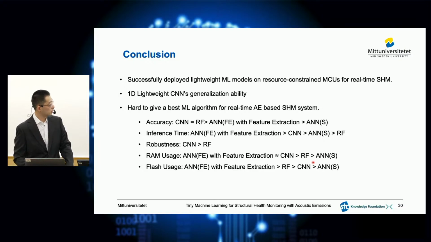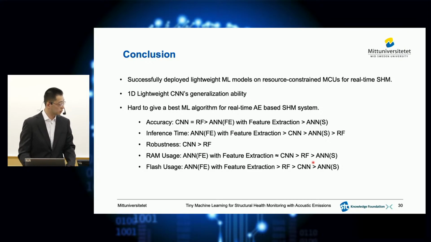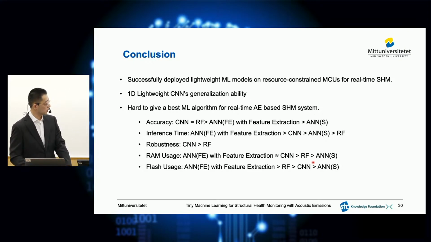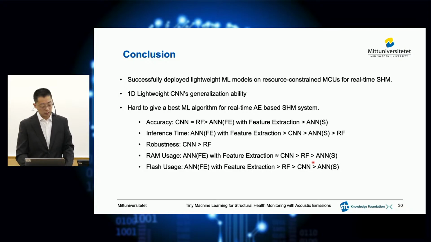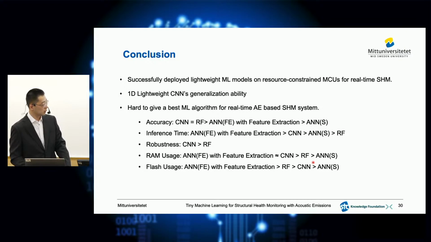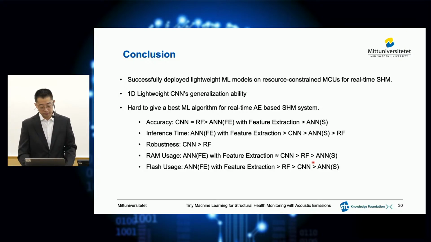But for inference time, the random forest and the ANN we self-proposed are the best, you could say. But for robustness, the CNN is much better than the random forest. And also in terms of RAM usage and flash usage, which is quite a key point for resource-constrained microcontrollers, we could say the self-designed ANN requires the least.